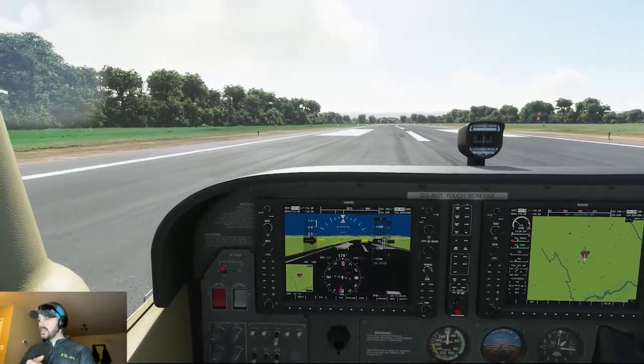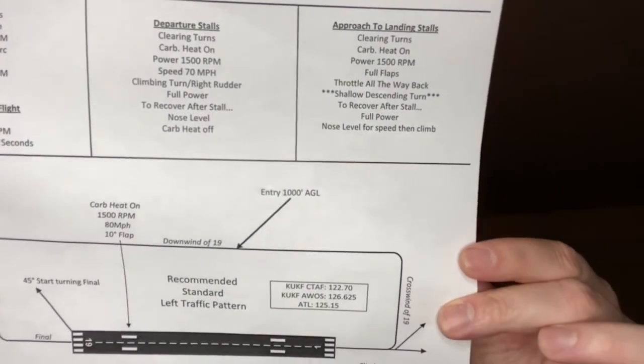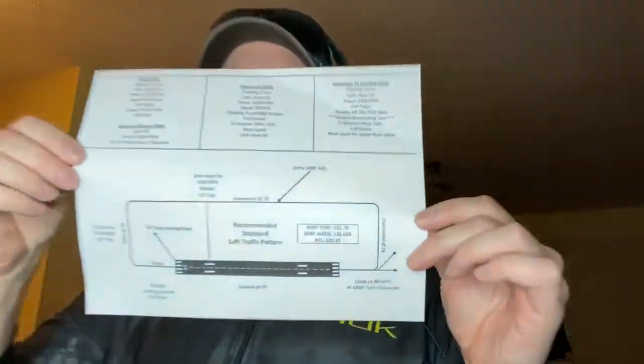And that's it, guys. That is how you fly a traffic pattern and how you do your slow flight, your departure stalls, and your approach to landing stalls. Again, guys, this is my cheat sheet. If you want, screenshot this, make you a copy. If you're currently flying in the real world, this will definitely help, fold it up, put it on your knee board, whatever you're using.